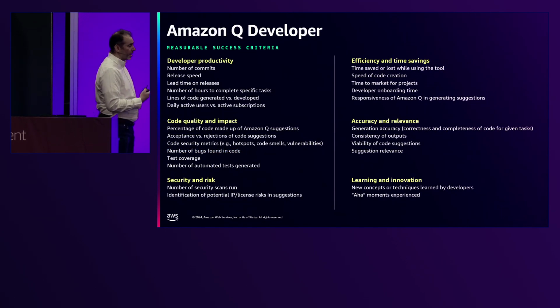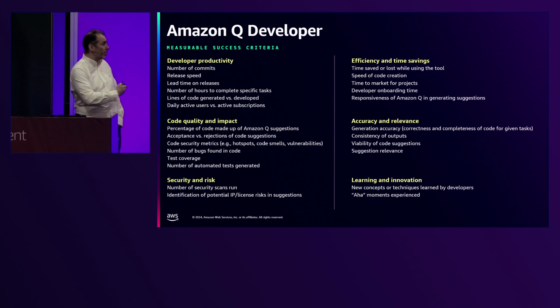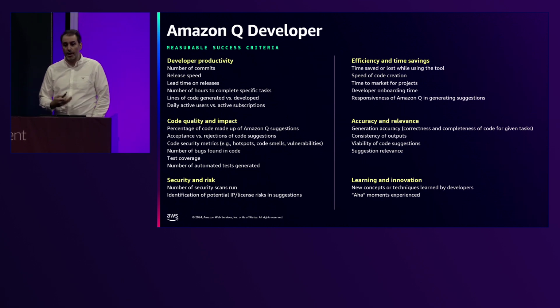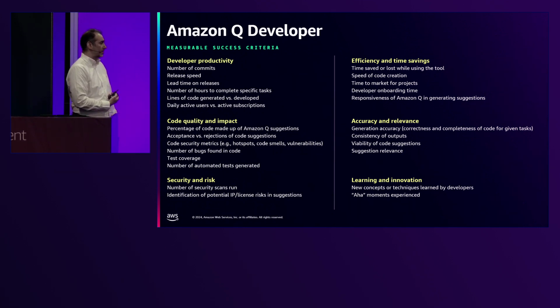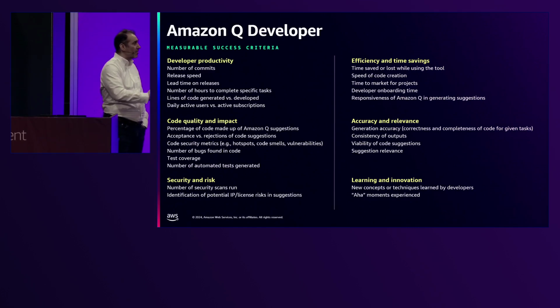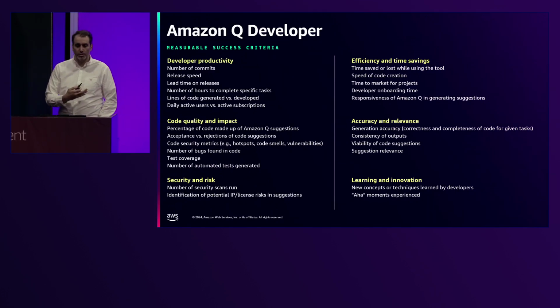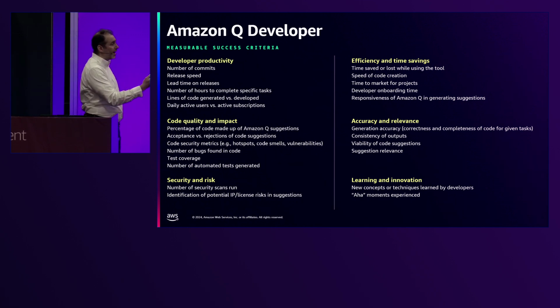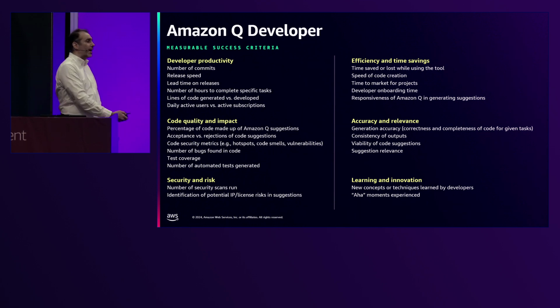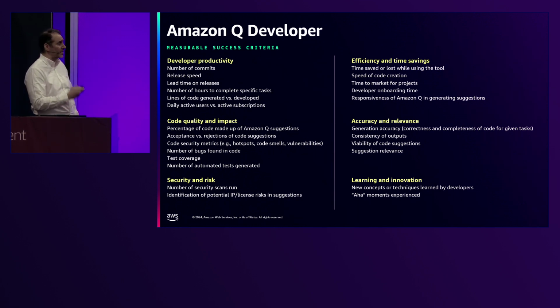Now, as I said, it's really important to identify which business metrics. And here's a whole array of business metrics that we've seen our customers use when it comes to Q Developer. It could be related to number of commits, the speed of releases, lead time on releases, the code quality, right? Number of bugs identified in the code. It could be related to security, number of security scans that have been run against the code, or efficiency and time saving. But it's really important to, upfront, talk about what success looks like, and which one of these KPIs we should be measuring at the end of the program so that we're aligned around a specific KPI around whether this POC was successful or not.